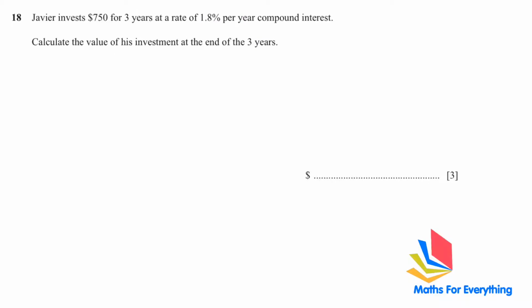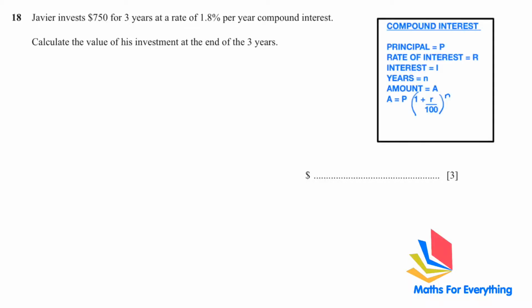Question number 18. Javier invests $750 for 3 years at a rate of 1.8% per year compound interest. Calculate the value of his investment at the end of the 3 years. For this, we need to know the compound interest formula, which is A is equal to P bracket 1 plus R over 100 to the power of N.